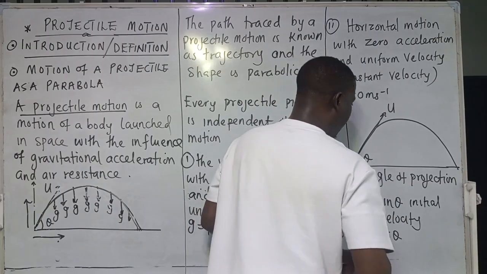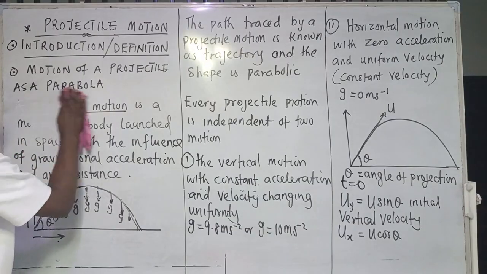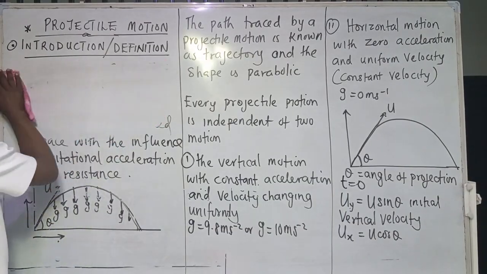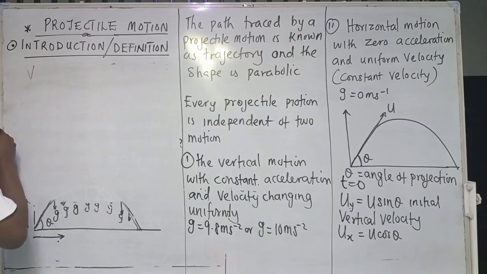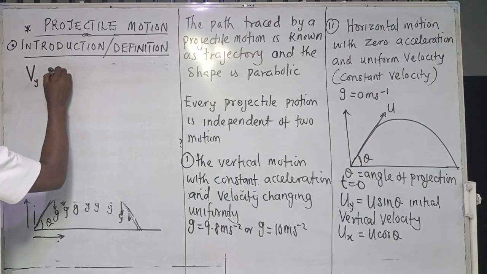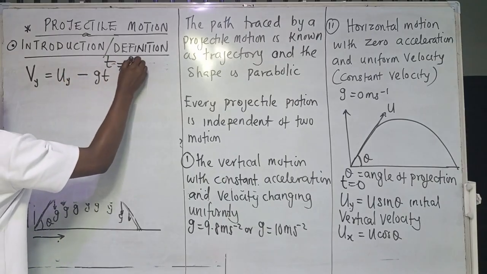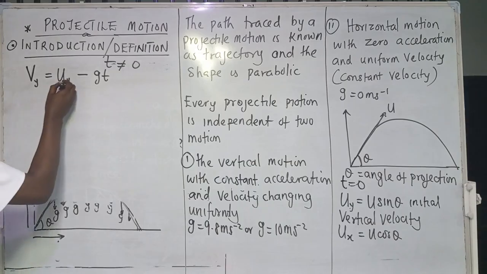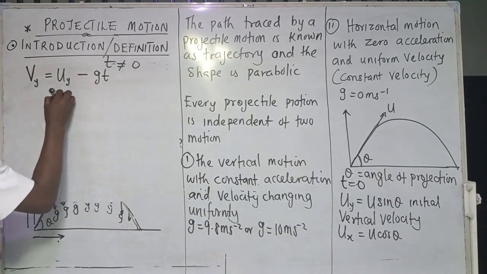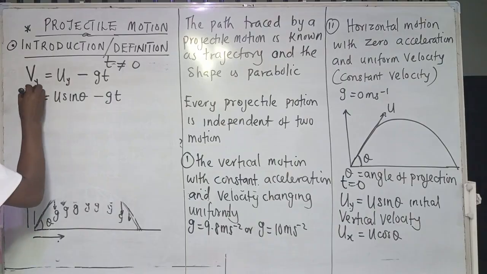That is at t equal to 0. But what about at t not equal to 0? Now we are going to have Vy. Let me change my marker. Vy is equal to Uy minus gt when t is not equal to 0. Now look at the board. Uy is u sine theta, so Vy equals u sine theta minus gt.